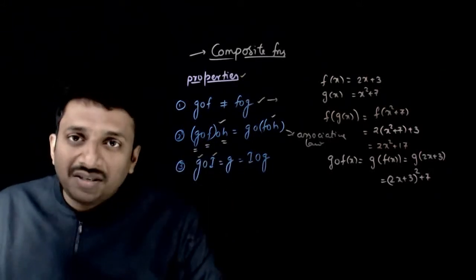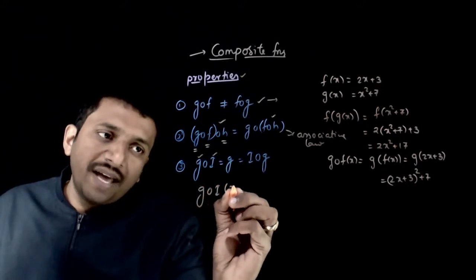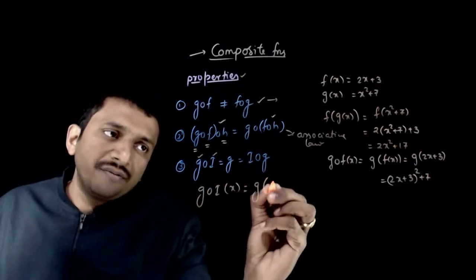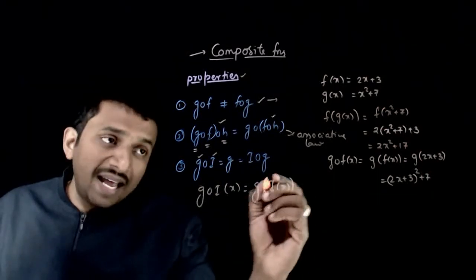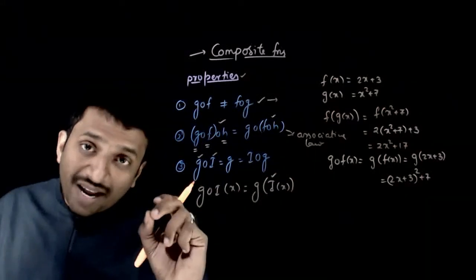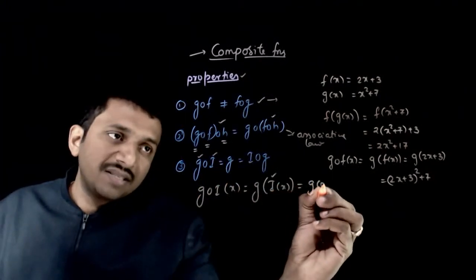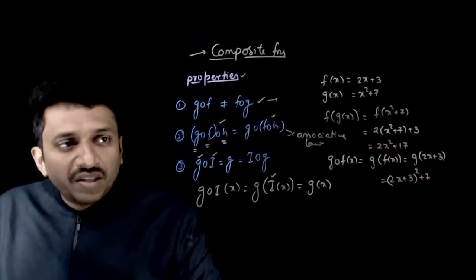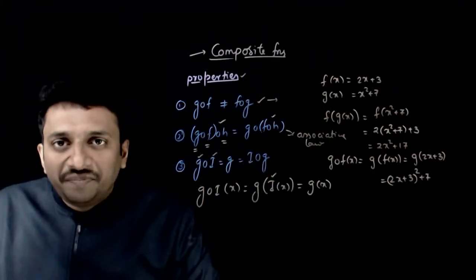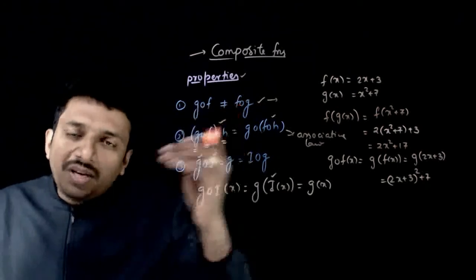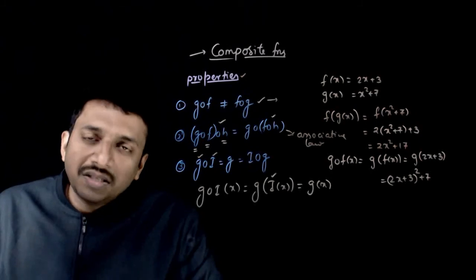And the third property is that if you composite any function with the identity function, you get the same function itself, because GOI of x is nothing but g of I of x. And what is I of x? I is an identity function which is defined as y is equal to x. So I of x is the same as x, so that is the same as g of x. So GOI is the same as IOG is the same as g. So these are the properties of composite functions. Now let us go forward.